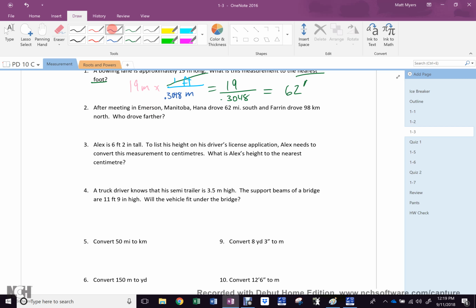Does it matter which one I do? No. So if I was going to convert Hannah, it would be 62 times, what do I want? km over miles. But if I was converting Farron, it would be 98. What do I want? Miles over km. Where does the 1 go? Look on your chart. Where does the 1 go? With miles or kilometers? Miles. 1, 1.609. In this one, in blue, is it a multiply or divide? Multiply. In red, is it a multiply or divide? Divide. Numerator, where the 1 is, doesn't matter. So, everybody figured out who drove further.